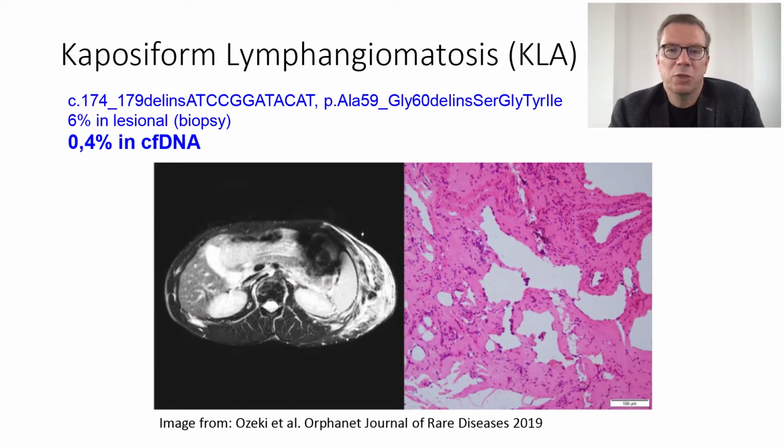We have found in one case with kaposiform lymphangiomatosis, a similar picture as taken from literature of this lesion, a complex mutation of the HRAS gene, which was present in 6% in the lesional biopsy, and we found the same mutation in 0.4% in the cfDNA using an NGS-based method Dennis Janse will explain to you in the next talk.